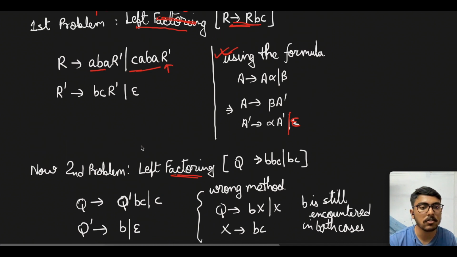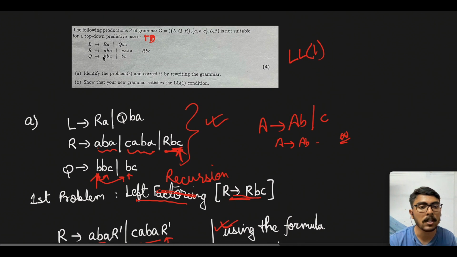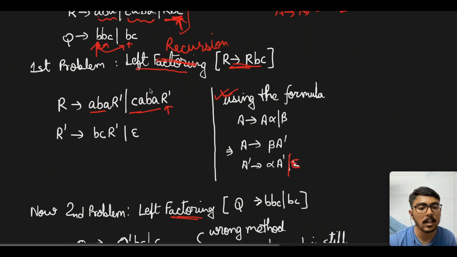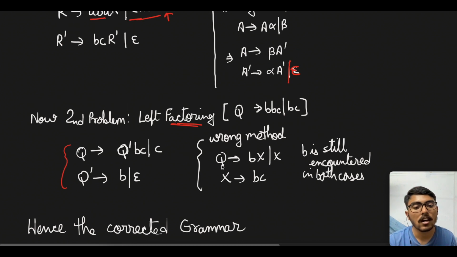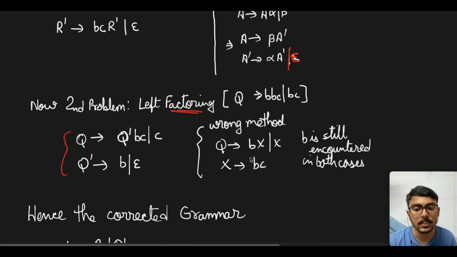So you can check all of the strings which are basically approved by this grammar can be handled by these two rules. One of the things which students do wrong is they will take Q to BX, which is again a non-terminal, and means BX or X, and X will point to BC.